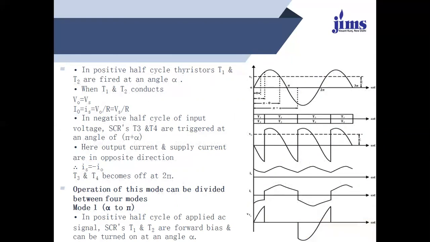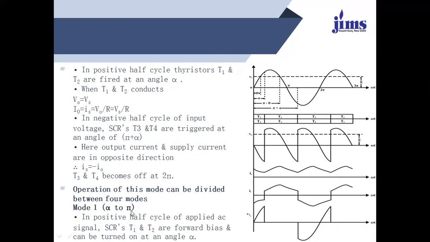In the positive half cycle, thyristors T1 and T2 are fired at an angle alpha. When T1 and T2 conduct, V0 is equal to Vs, and I0 is equal to Is, equal to V0 upon R, or Vs upon R. In the negative half cycle of the input voltage, SCRs T3 and T4 are triggered at an angle of pi plus alpha. Here the output current and supply current are in opposite directions. So Is is equal to minus I0, and T3 and T4 become off at 2 pi. Operation of this mode can be divided into four modes.